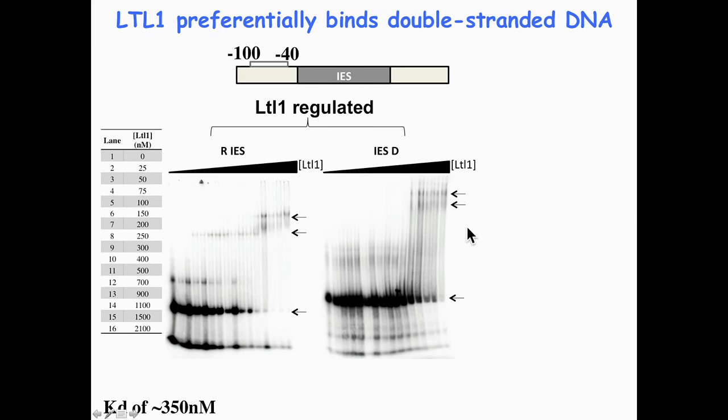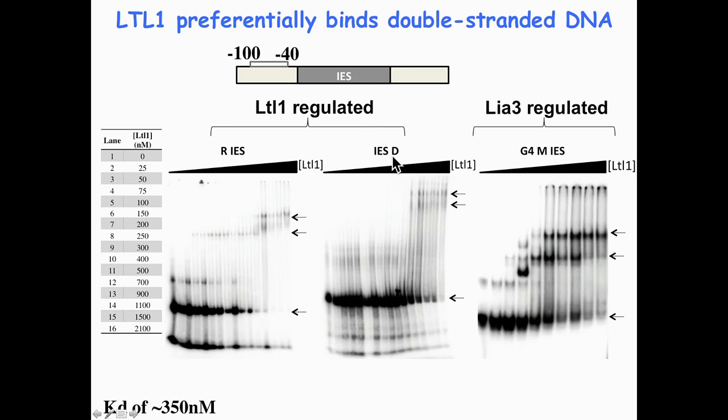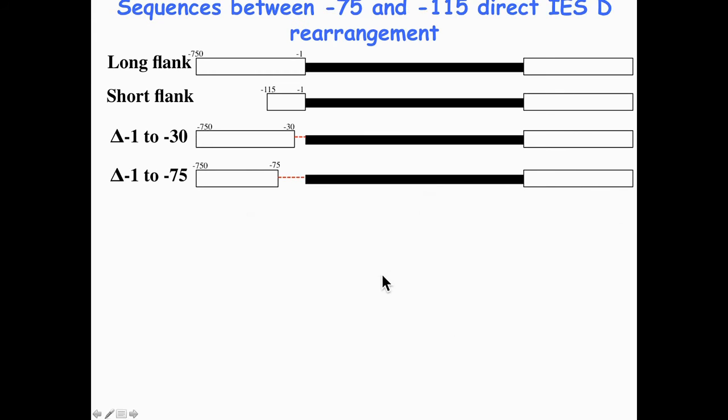She was looking to see what the affinity of these sequences is. Lia3 bound to the G quadruplex with an affinity of about 100 nanomolar. It didn't matter whether we used double-stranded probes to two IESs that are actually regulated by LTL1, or the G quadruplex, we saw a similar affinity of about 350 nanomolar, so not as strong as Lia3 binds, and there was no real distinguishing ability for LTL1 to bind this. So this made us wonder, have we actually identified the correct region that LTL1 is binding?